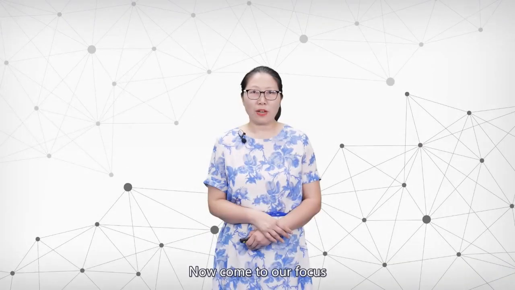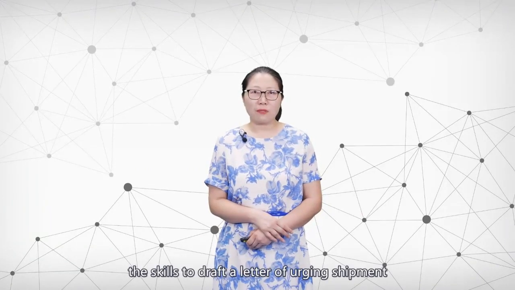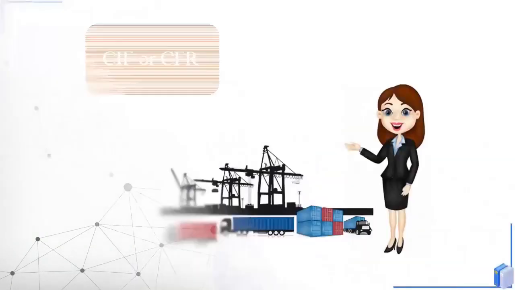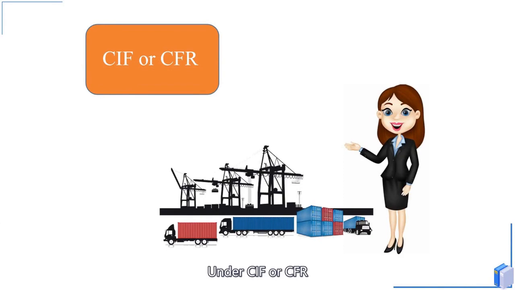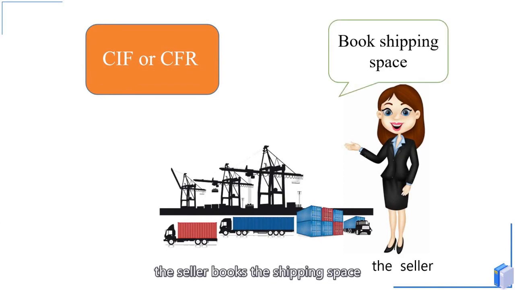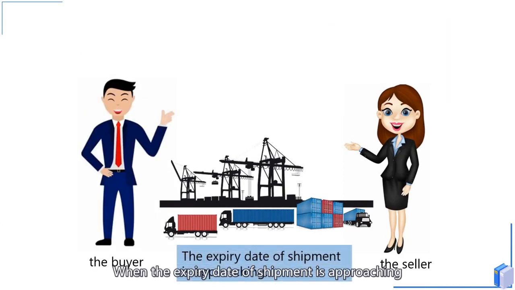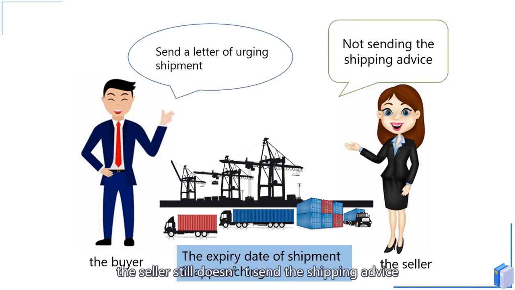Now come to our focus, the skills to draft a letter of urging shipment. Under CIF or CFR, the seller books shipping space. When the expiry date of shipment is approaching and the seller still doesn't send the shipping advice, the buyer will send a letter of urgent shipment to remind the seller to deliver the goods on time, as the contract or LC stipulated.